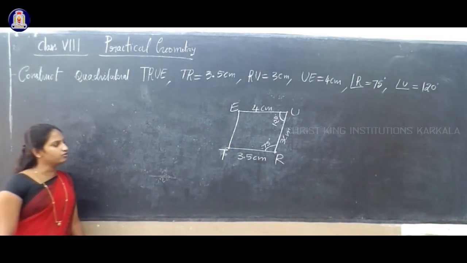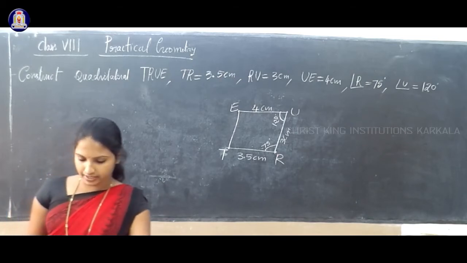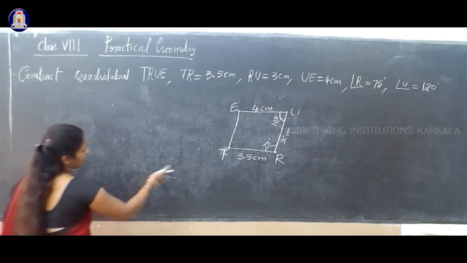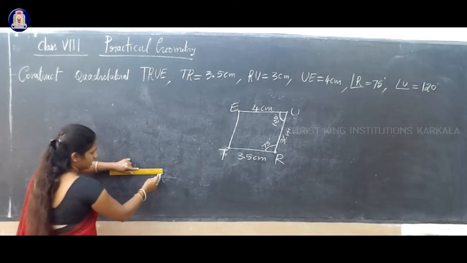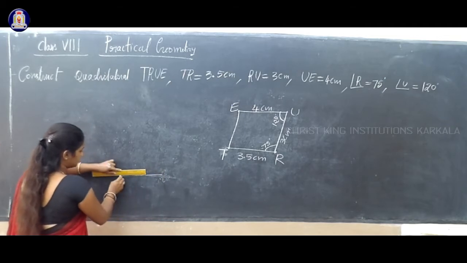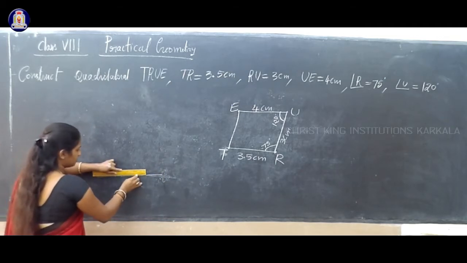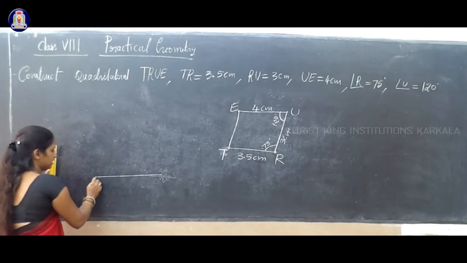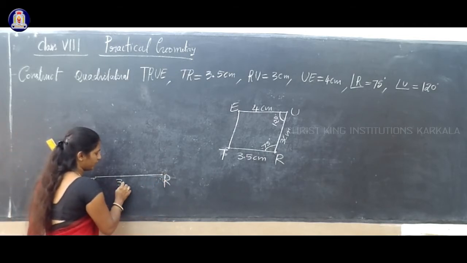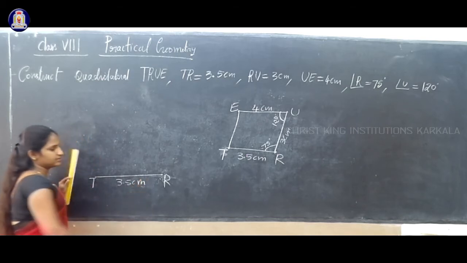Okay. Now first you have to take the base. Which is the base here? Base is TR. So TR is a base, that is 3.5 centimeter. 3.5 centimeter is the base of the quadrilateral. So this is T and this point is R. Right here 3.5 centimeter is the base.